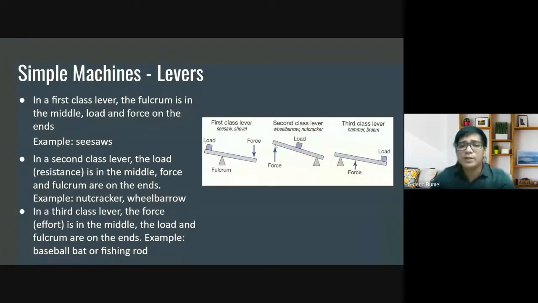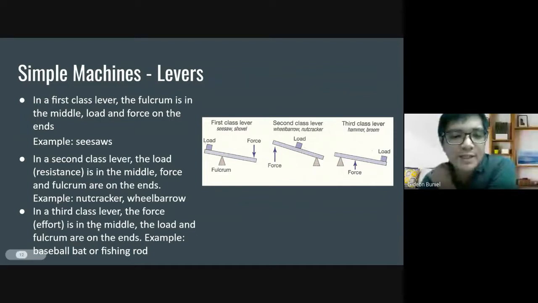Force is always applied here, going up. Let's imagine when you lift a wheelbarrow, there is a load there. The load will move up because you applied force upwards. Of course, when you lift the wheelbarrow upwards, all the soil, for example, will slide down. So that's the second class lever.